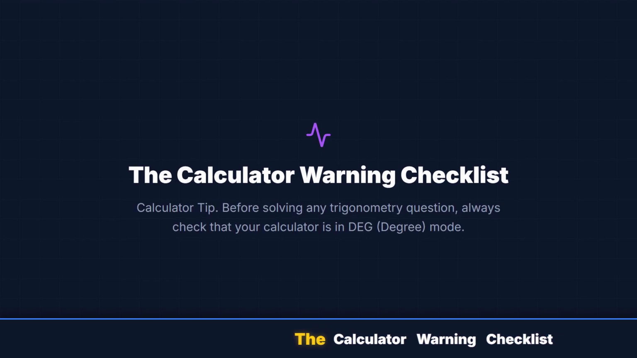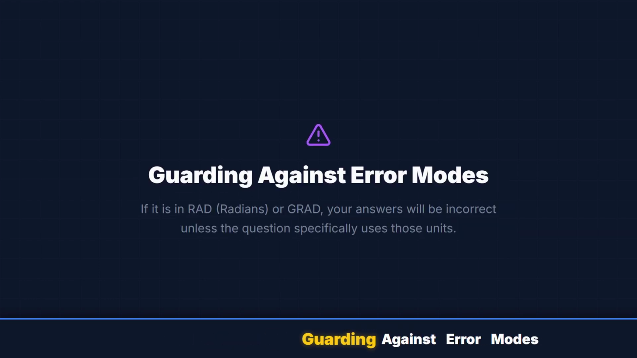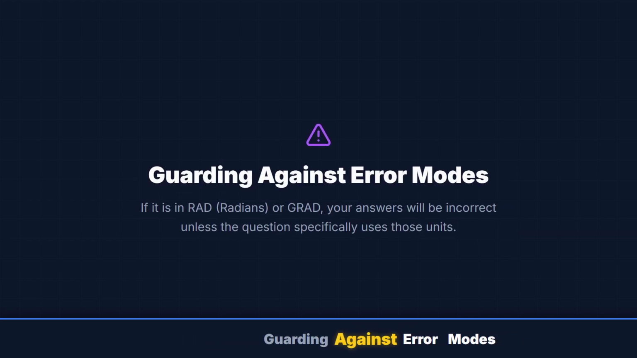Calculator tip. Before solving any trigonometry question, always check that your calculator is in DEG, degree, mode. If it is in RAD, radians, or grad, your answers will be incorrect unless the question specifically uses those units.